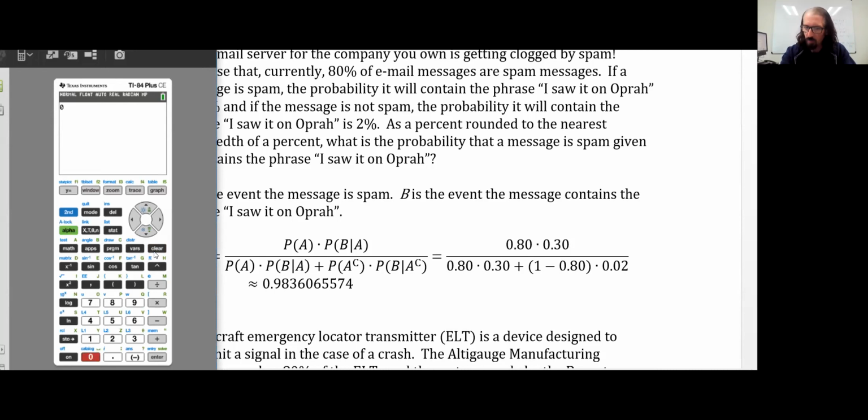Okay, so 0.8 times 0.3, that should be 0.24. Yep. In the denominator, we're going to be adding to that 0.2 times 0.02, which should be 0.004. Oh, forgot my decimal point there. So if we're adding on another 0.004, I think we're going to get 0.244 in the denominator. Yep. Okay. So dividing the numerator by the denominator, that's what I had typed up previously.